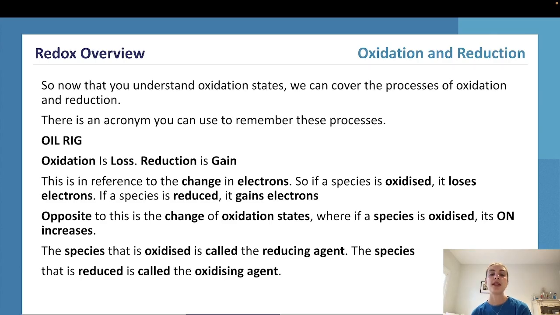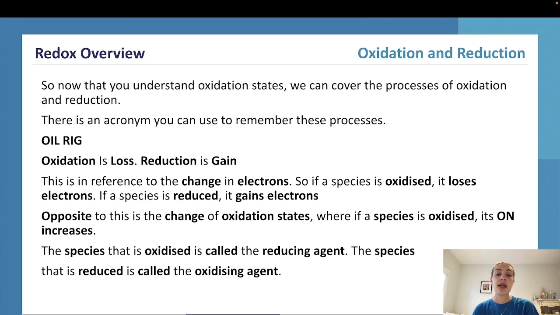And so the species that is oxidized is called the reducing agent because it causes the other one to be reduced, whilst the species that is reduced is called the oxidizing agent because it's causing the other one to be oxidized. And the way in which it's causing the other one to either be oxidized or reduced by doing the opposite is because this is a sharing of electrons type process.